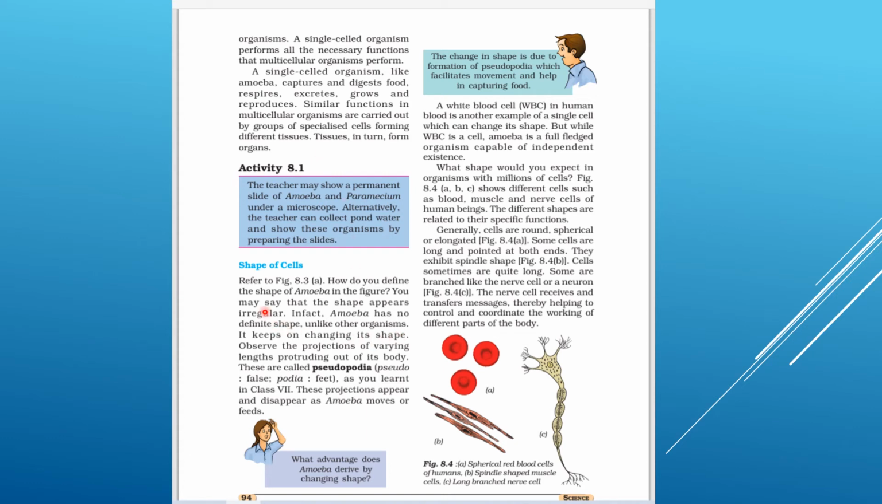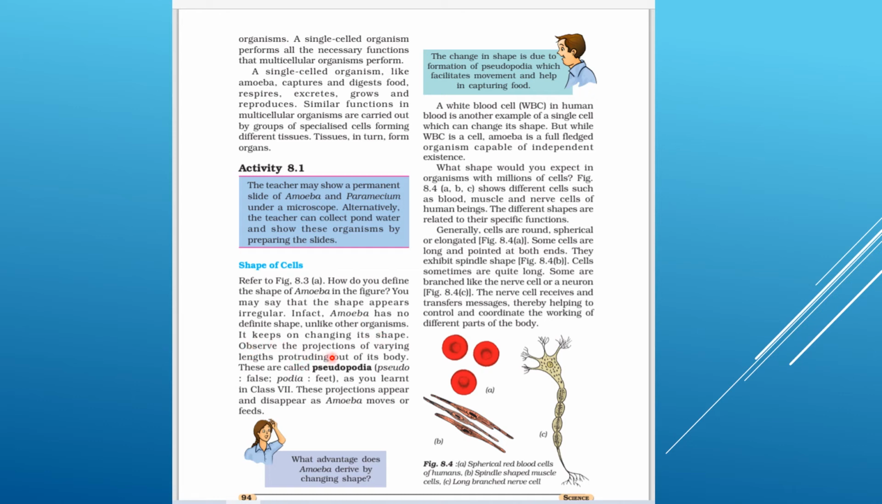Now, the next topic is the shape of the cell. Just see here, for amoeba, as we have studied in the previous classes, the shape keeps on changing. It is irregular. Amoeba has no definite shape, unlike other organisms. It keeps on changing its shape always.